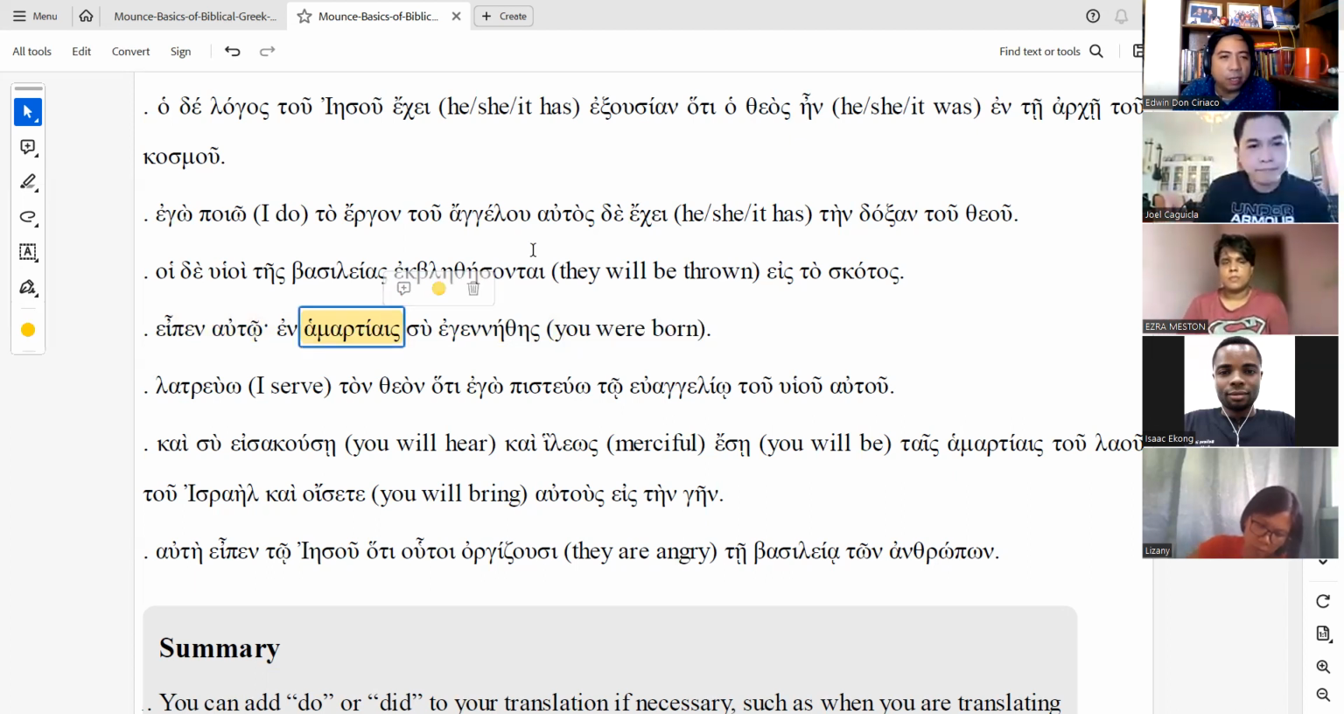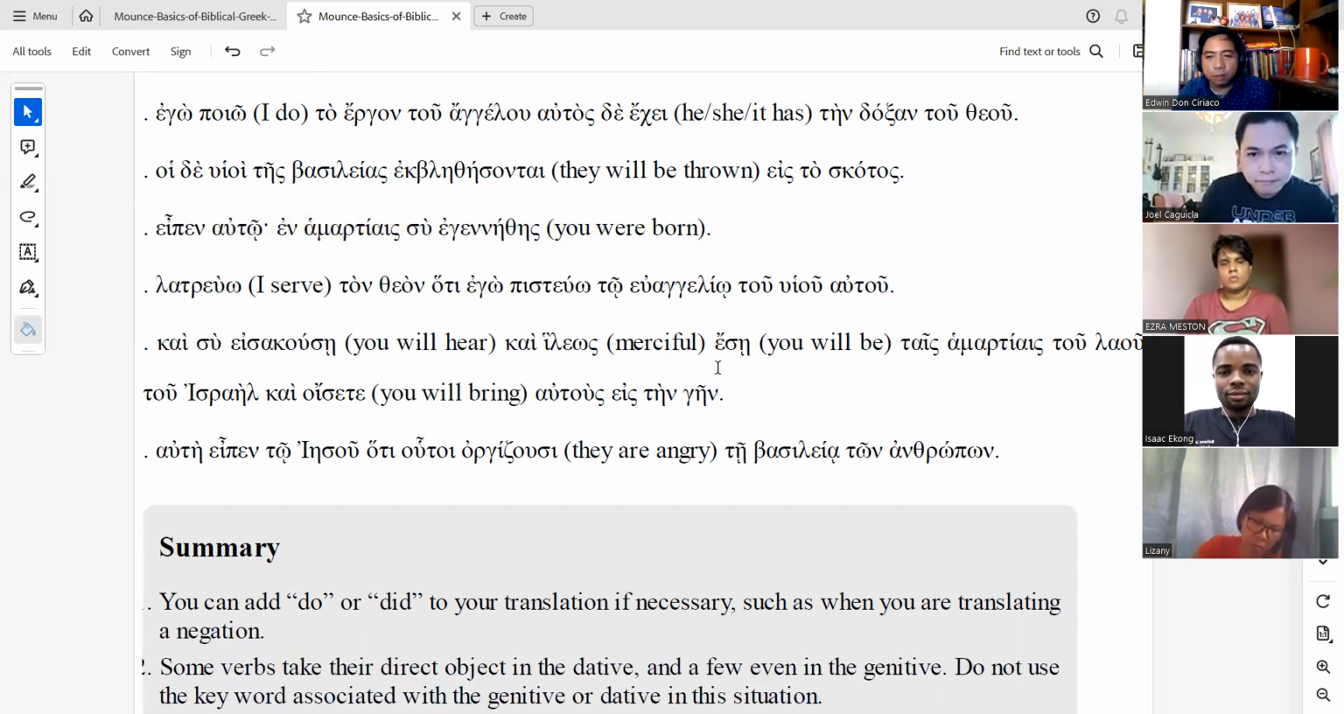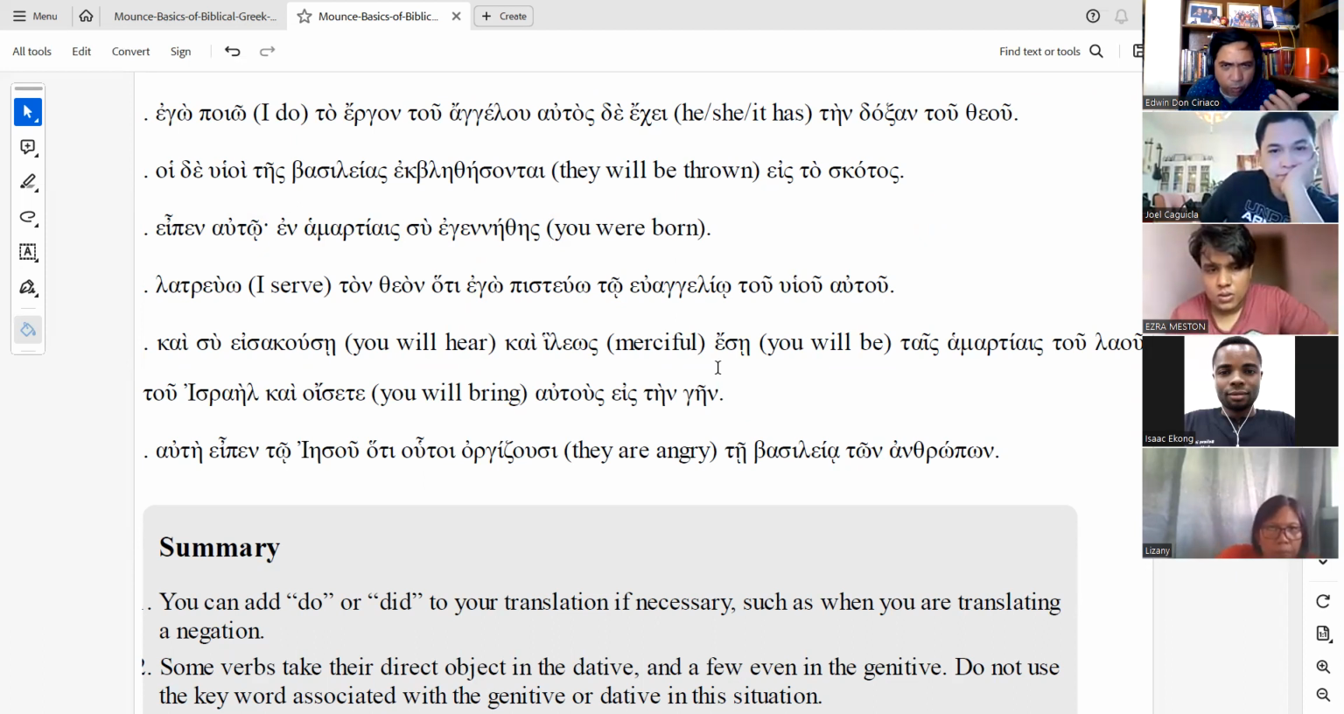Okay, allow me to read the last few before we end. Latreo ton theon hoti ego pisteo tu evangeliu tu ui o auto. I serve God because I believe in the gospel, or in the good news of His Son.